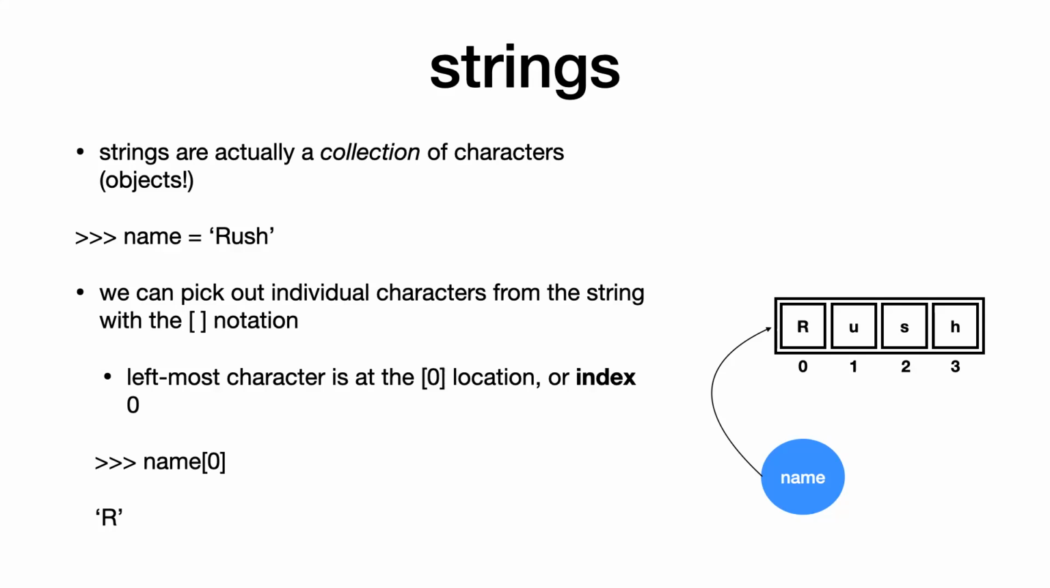And then finally, the variable name is bound to the beginning of that block, right? So over here, name points to this collection of little objects where each object is a character. We can also pick out individual characters from the string with the square braces. This is also called finding indexes or using indexes to refer to different characters of a string. And when we try to count, we start from 0. So the first leftmost character is at the 0 location, and then each character after that is 1 location after that. Let's look at that real quick.